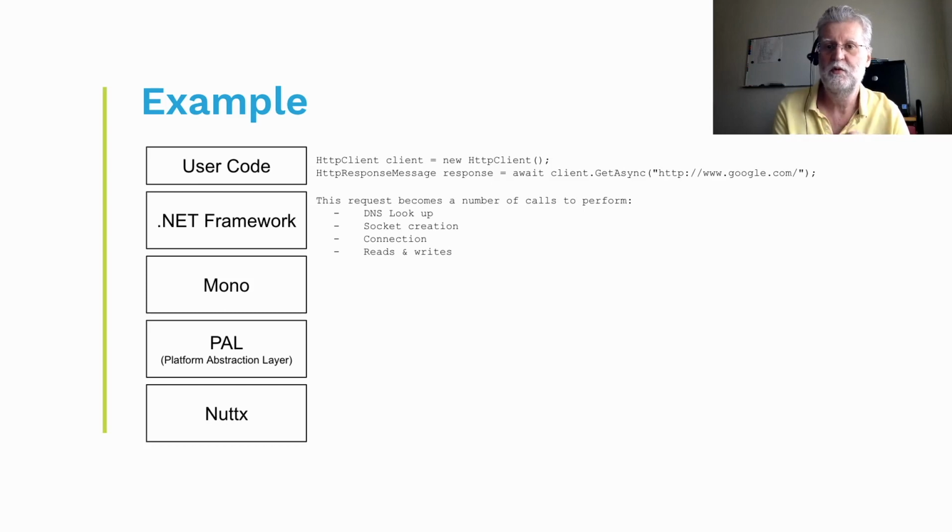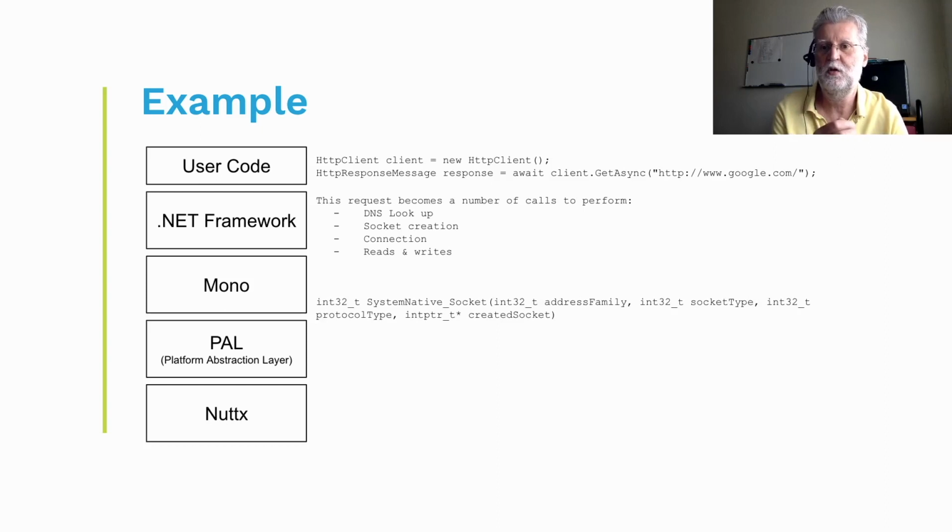So those requests will be broken down into lower level system calls, and that's the responsibility of the platform abstraction layer. So that will have, in the context of a socket, a method which is something like SystemNativeSocket. That request deals with interpreting the data that the runtime libraries understand and breaking that down into operating system calls. And in this case, we're going to make a POSIX compliant operating system call through to Nuttx. And that would look something like the socket request.